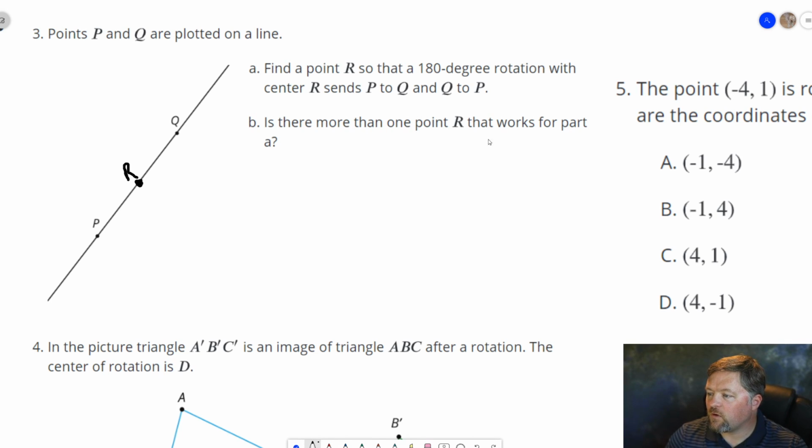Is there more than one point R that works for point A? No. It needs to be the midpoint between P and Q. Because when we rotate point P 180 degrees, it's going to be the same distance from the center of rotation it was to begin with. So this will only work if our point R is the midpoint between P and Q.